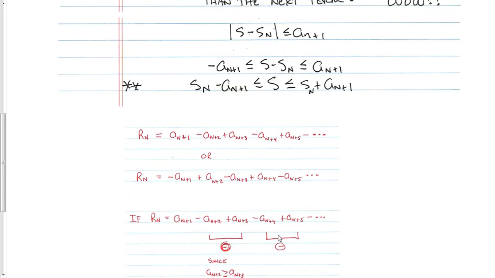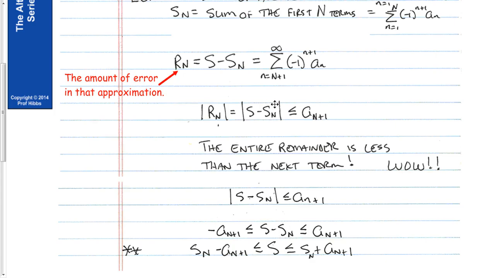And we're just going to accept the fact that the absolute value of S minus S sub n, that's the absolute value of R sub n, is less than or equal to A sub n plus 1. In other words, our error is smaller than the next term. That should be a capital N, as I said before.